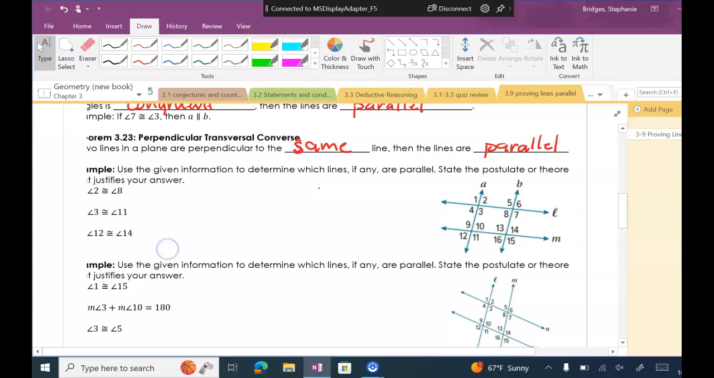All right, so this one, it says, use the given information to determine which lines, if any, are parallel. And then it tells you to state the postulate or theorem. I'm not going to ask you to state that, but I will ask you what kind of angles they are.